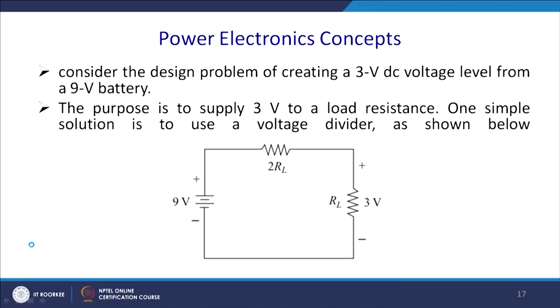First, let us understand why power electronics is preferred. Let us see a very simple example. We want a buck operation, 9 volt to 3 volt. Of course, you can use a voltage divider circuit and calculate the amount of power to be dissipated here, and accordingly choose the resistances that will give you the desired dissipation. But this solution is quite lossy.